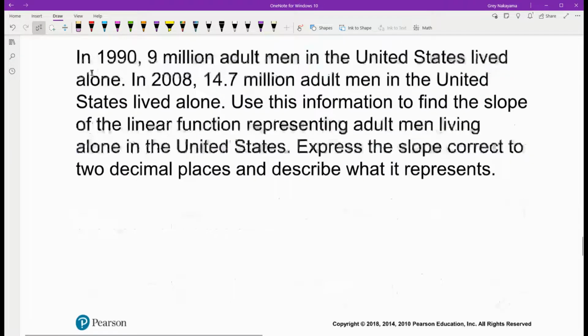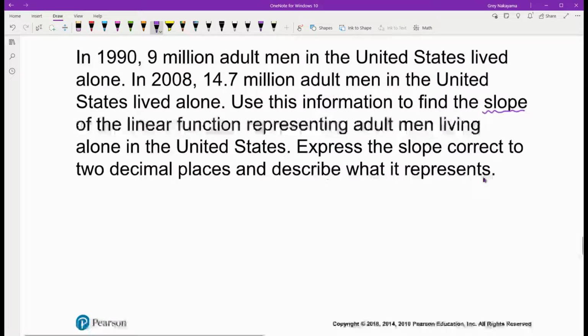In 1990, 9 million adult men in the United States lived alone. In 2008, 14 million adult men in the United States lived alone. Use this information to find, what am I finding? The slope of the linear function representing adult men living alone in the United States. Express the slope correct to 2 decimal places and describe what it represents.